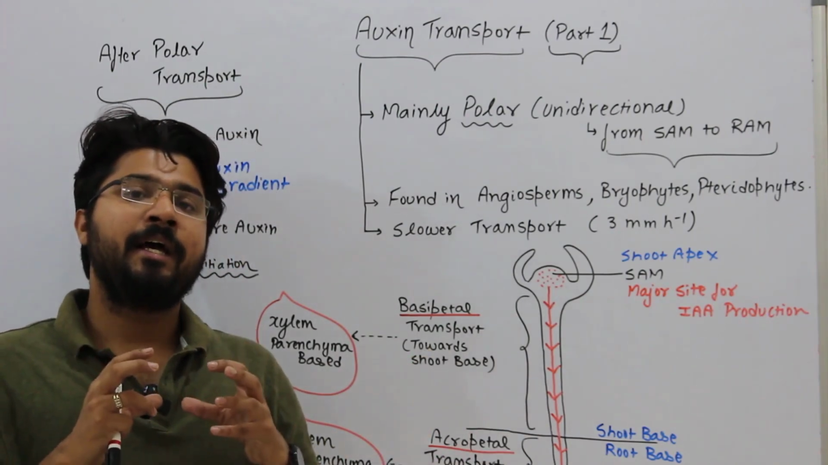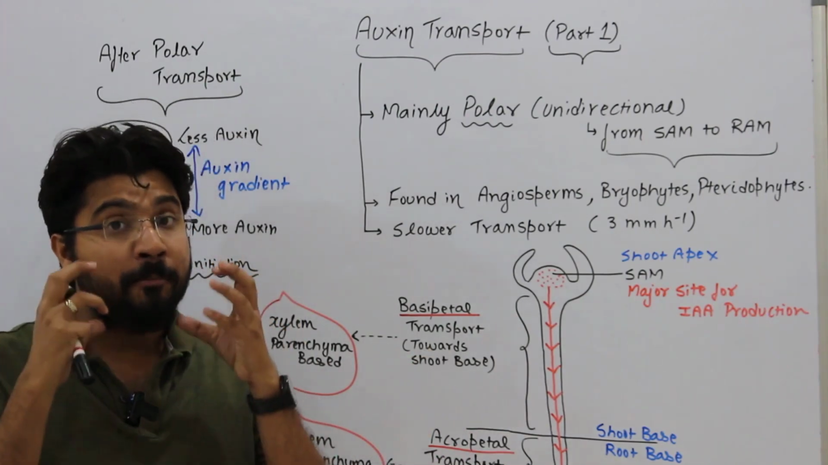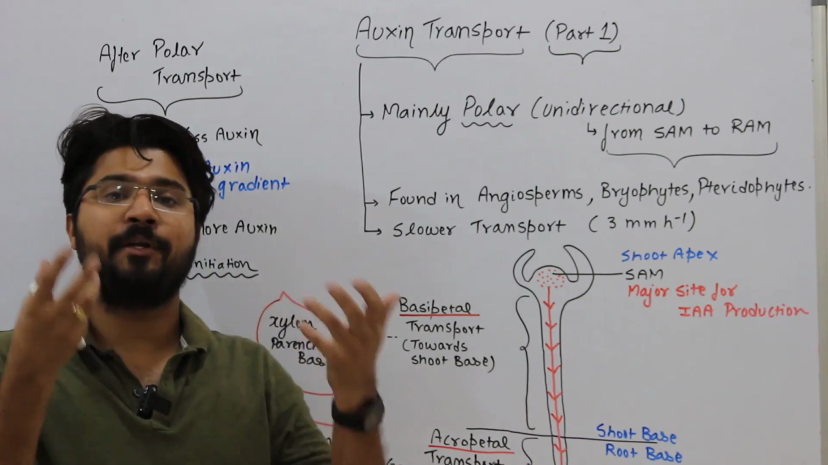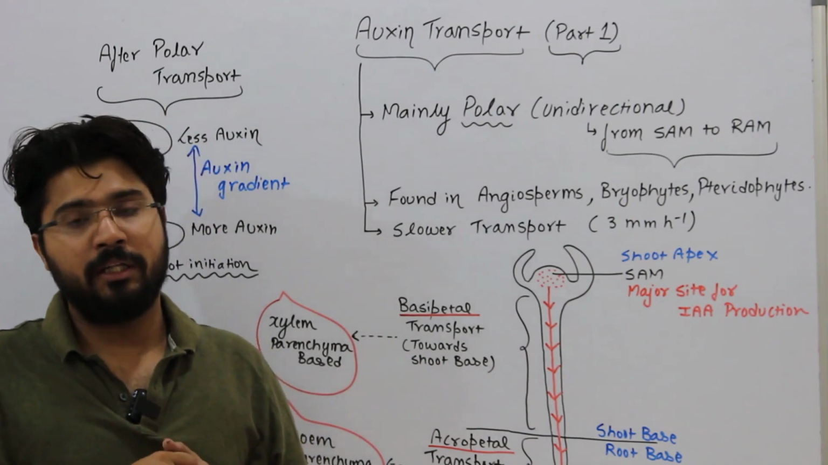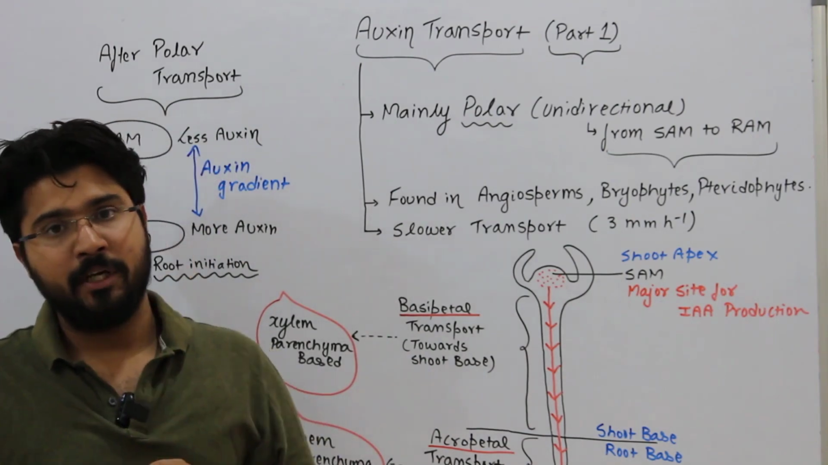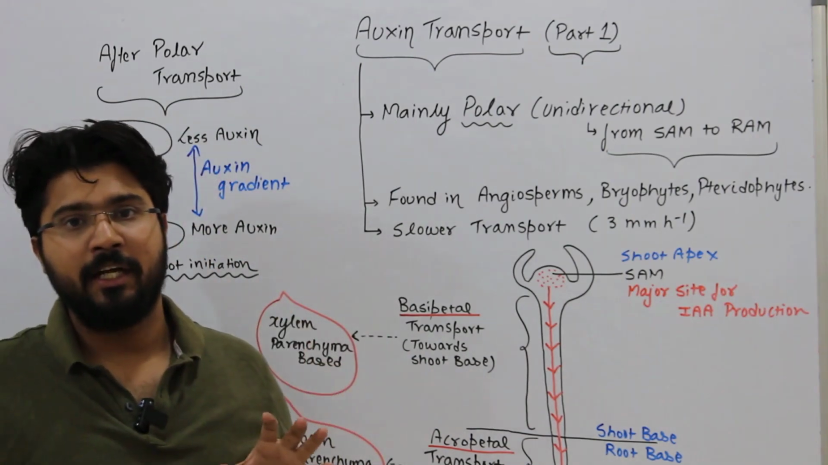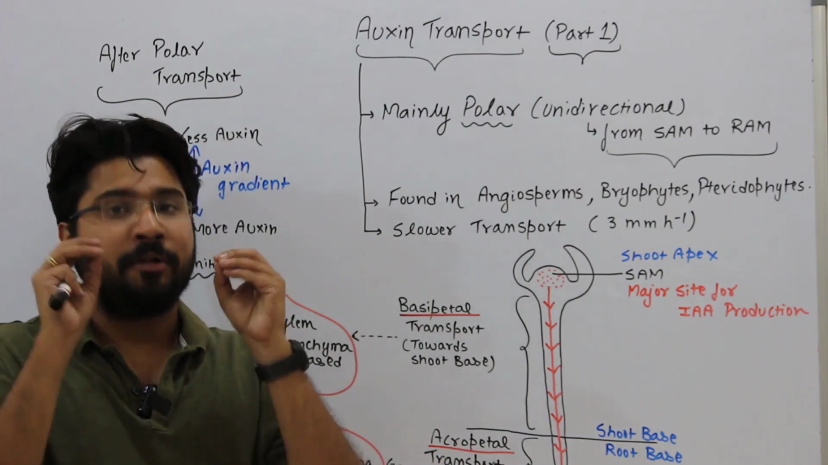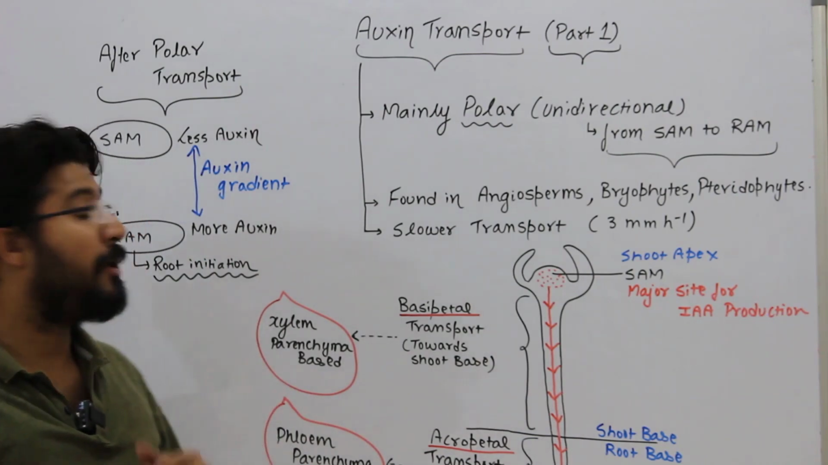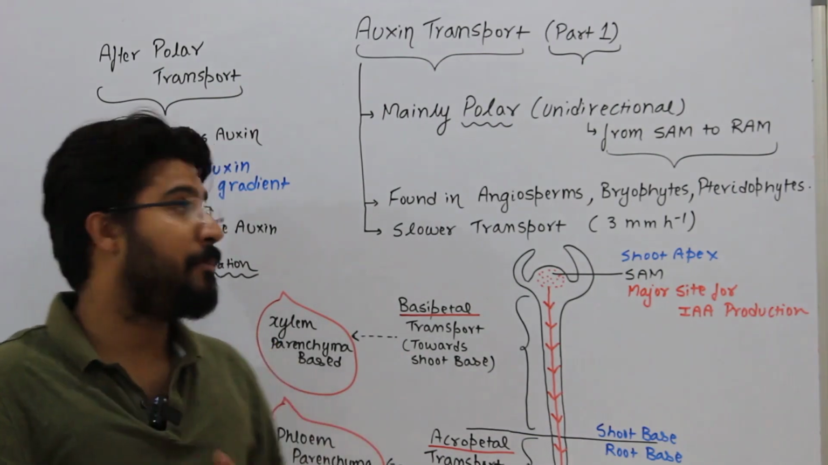Now, one of the most important sites where IAA is produced in an embryonic plant system, or throughout the later development of the plant, is the SAM. SAM is one of the biggest production centers. I am not saying that other plant parts do not synthesize IAA, but SAM is one of the major production centers where maximum auxin or IAA can be produced.